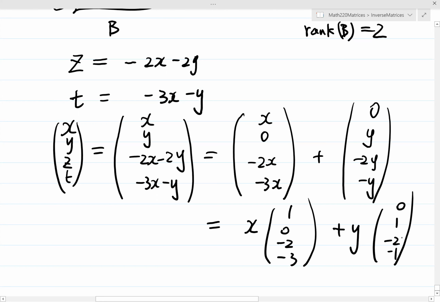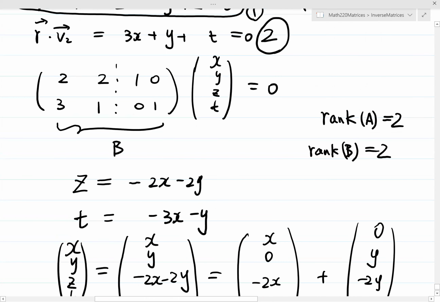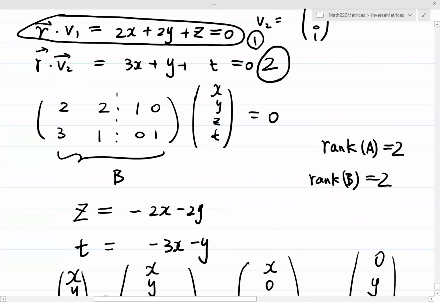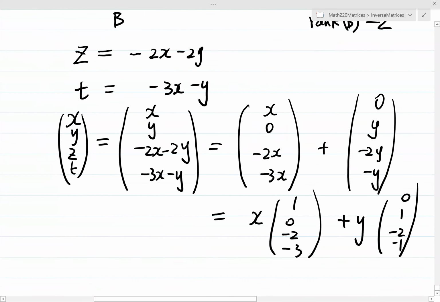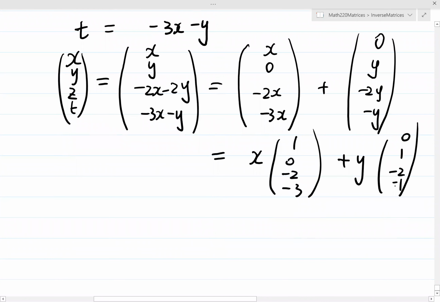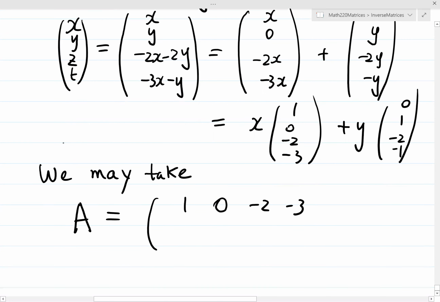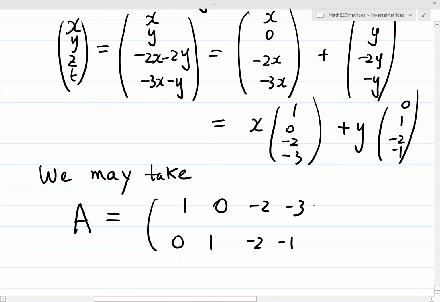Okay, so you see the space xyzt that is orthogonal to the matrix B is actually spanned by these 2 vectors. So when we take A, for instance, take A to be the matrix spanned by the 2 column vectors with linear combination x and y. So 1, 0, negative 2, negative 3.